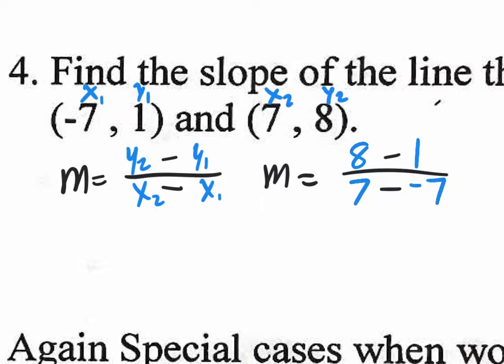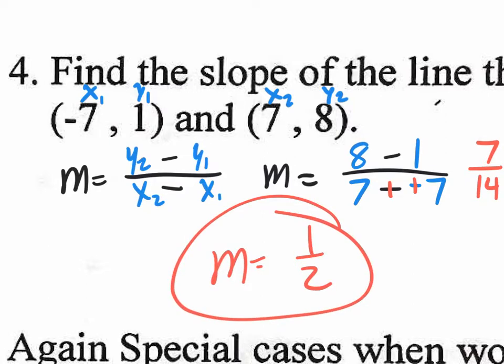So we now have the plus plus on the bottom. We have 8 take away 1, that is 7 up on top. And 7 plus 7 is 14 on the bottom. So our final answer is m equals 1/2.